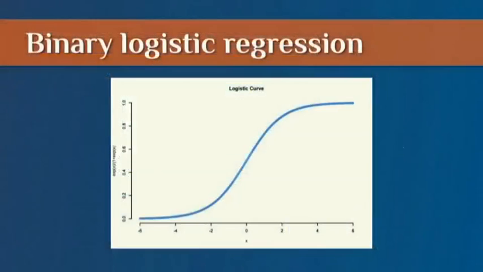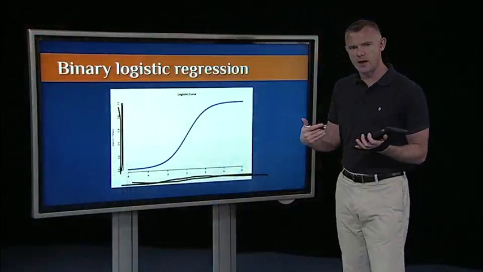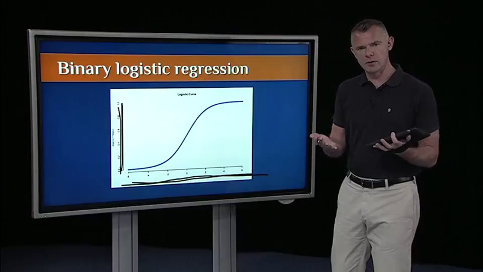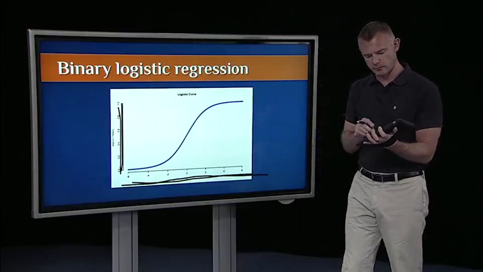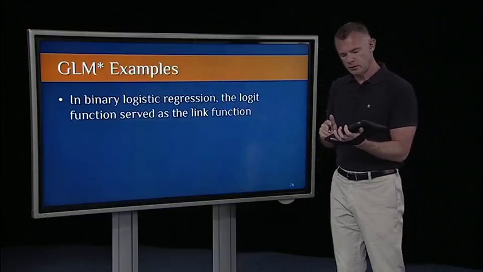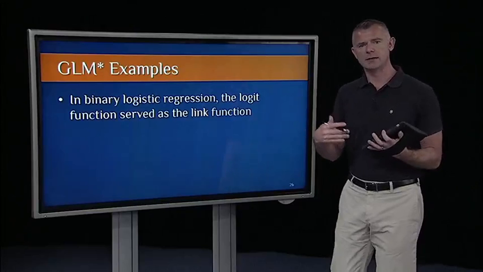We had to apply a link function, if you will, on the left-hand side of the regression equation. So remember, here's the logistic function or logistic curve. The key is that we could have any sort of set of values of x, and when we apply this logistic transformation, we're going to wind up with predicted scores on y that fall between 0 and 1. And that was necessary in order to satisfy the requirement that we get predicted scores that wind up landing near 1 or near 0. So in binary logistic regression, the logit function served as the link function.